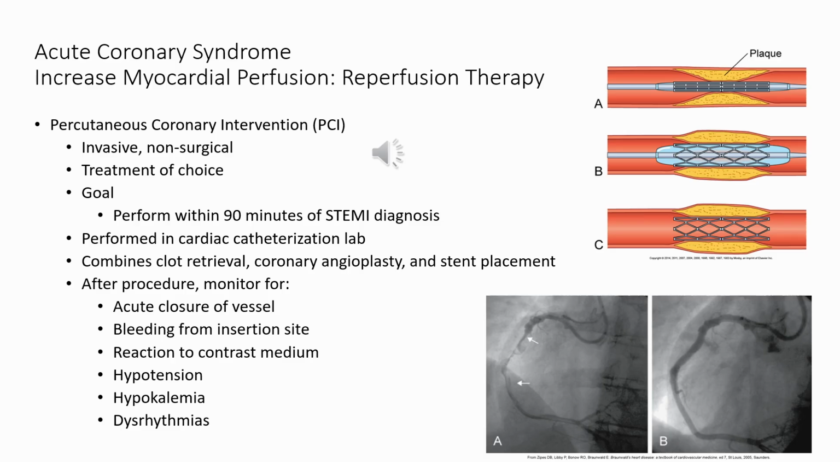So what exactly is PCI? Well, a percutaneous coronary intervention is performed in the cardiac catheterization lab, where a catheter is inserted, usually through the radial or the femoral artery, and it's guided up to the coronary arteries. From there, it retrieves clots, opens up narrowed vessels via angioplasty, and places a stent to keep the artery open. The goal is to get this done within 90 minutes of a STEMI diagnosis. That's kind of the magic number. The faster the intervention, the better the patient's outcome. So let's talk about how this works.